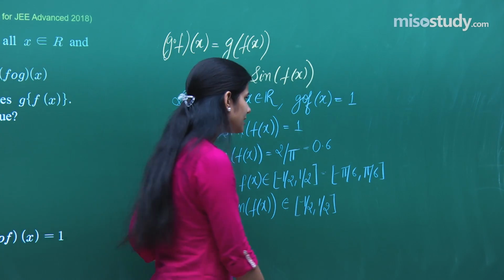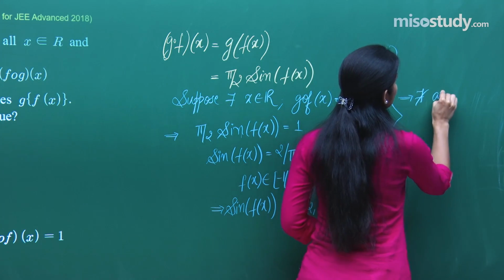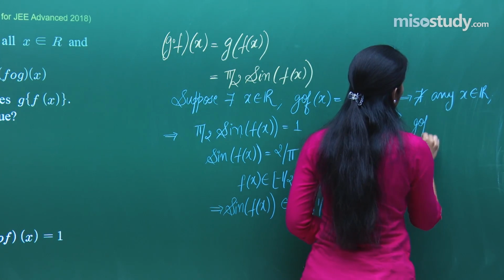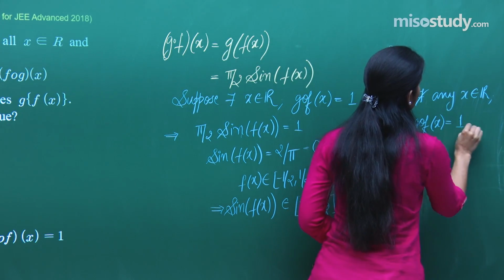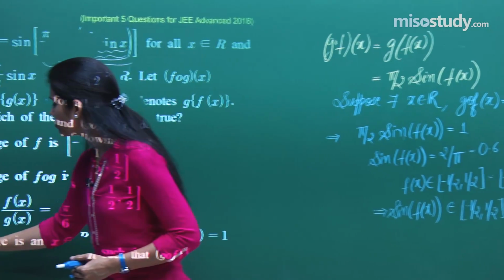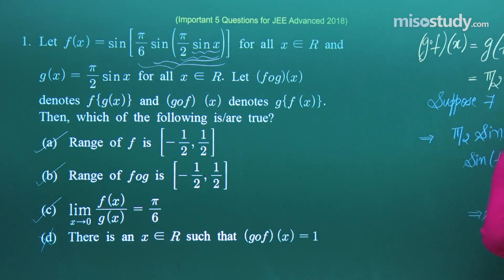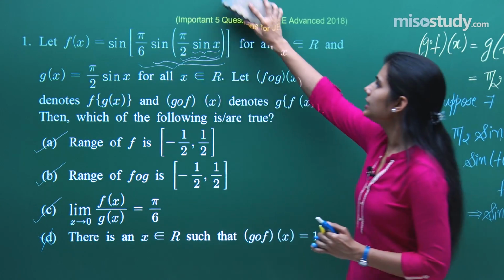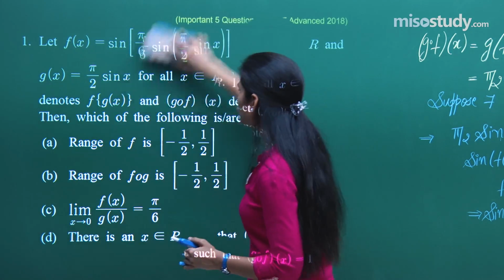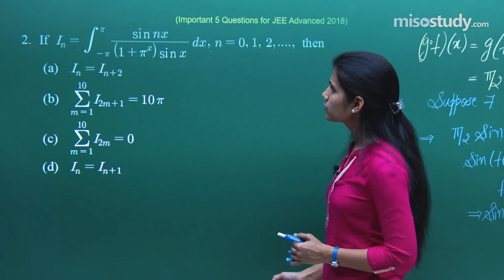and 0.6 does not lie in this interval. This means there does not exist any x for which GOF of x is 1. Understood? And therefore option number D stands to be drastically incorrect. Okay. That's how you proceed to attempt the questions, and as you can see, the concepts which I told you are important from this chapter happen to be almost all covered in this question. Moving on to the next one.